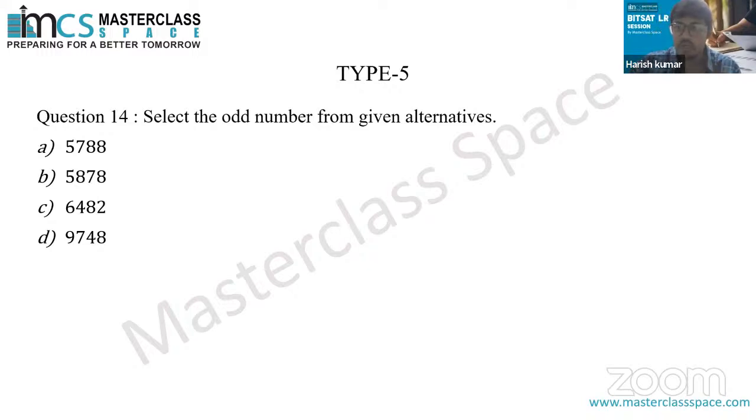So here I'll first apply the basic logic. What is the basic logic? Adding all these digits. 5 plus 7 is 12, 12 plus 8 is 20, 20 plus 8 is 28. Here also I'll get 28. 6 plus 4 is 10, 8 plus 2 is 10, that's 20. 9 plus 7 is 16, 16 plus 12 is 28. So in all the three cases, the sum is 28. Therefore, the answer is option C. So this is the logic.